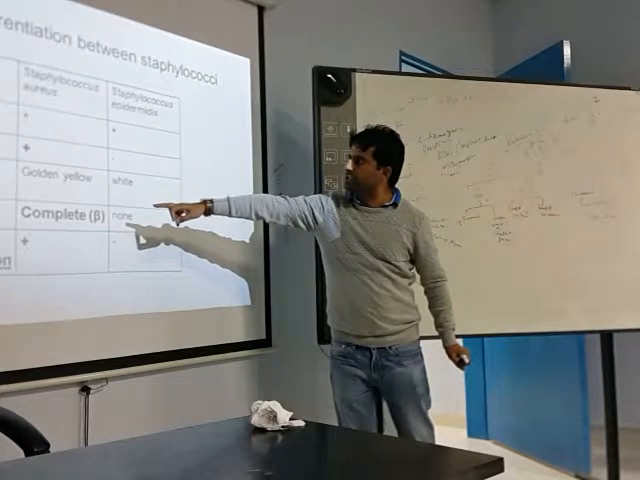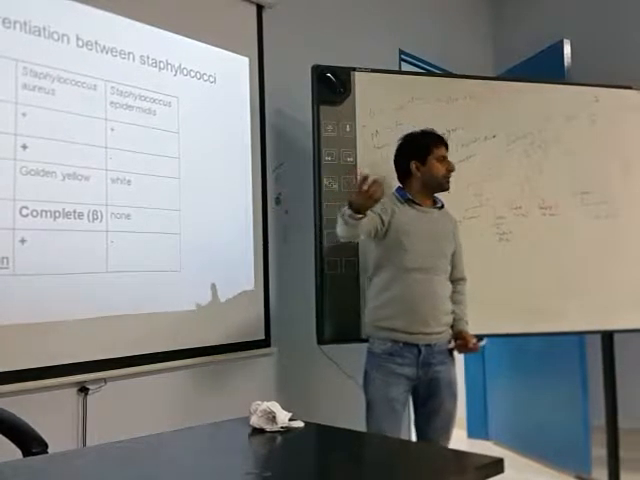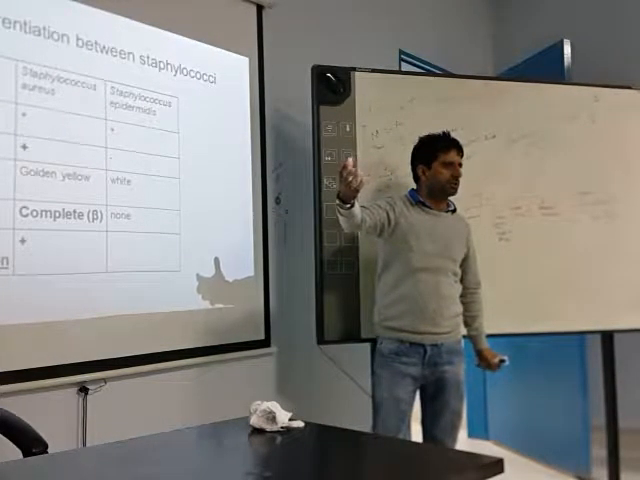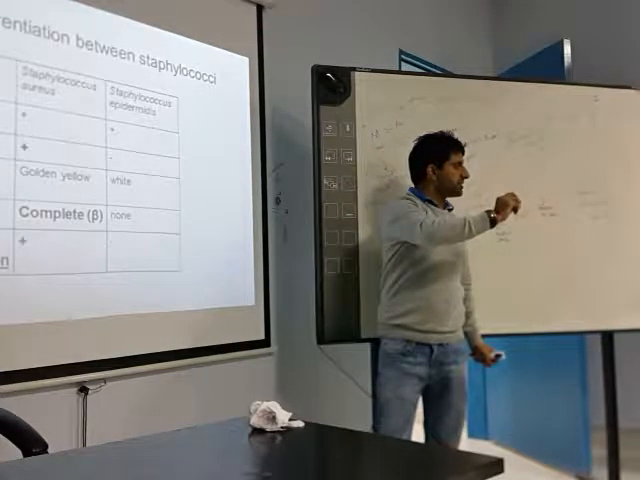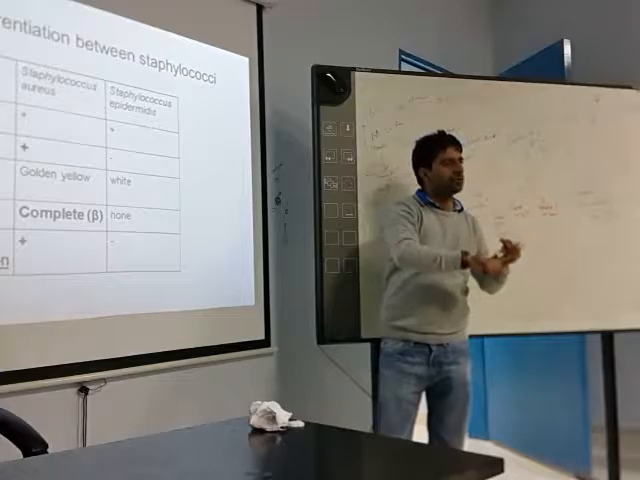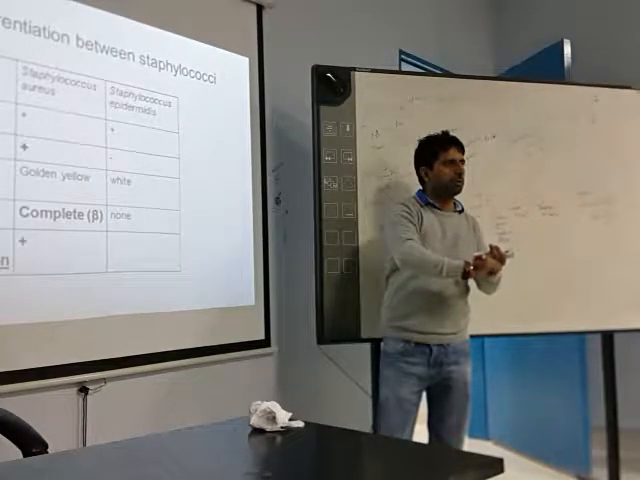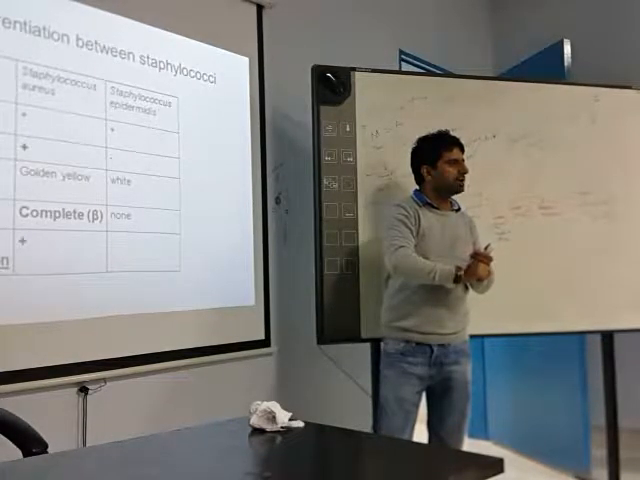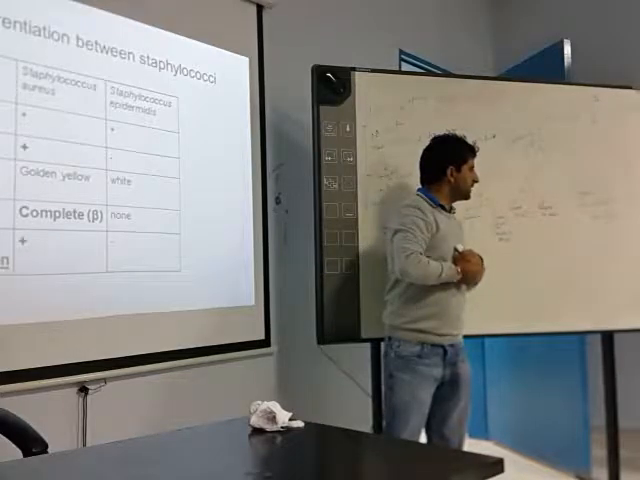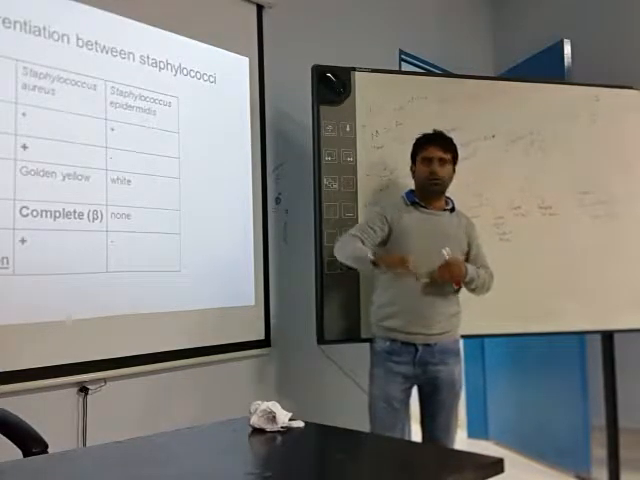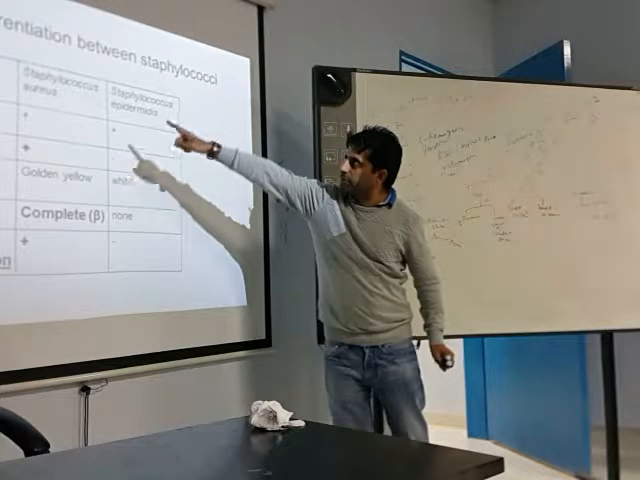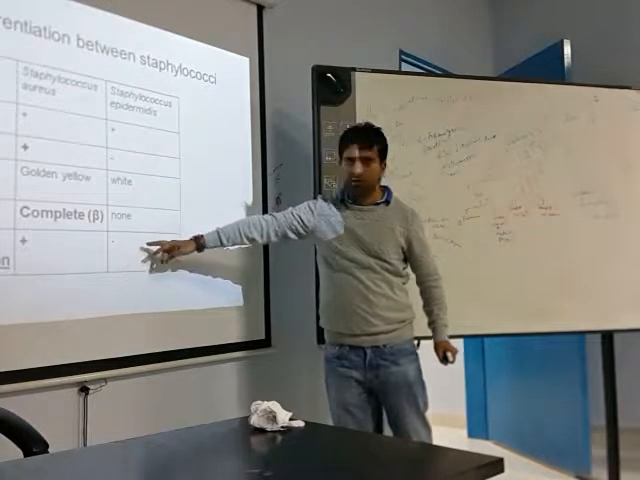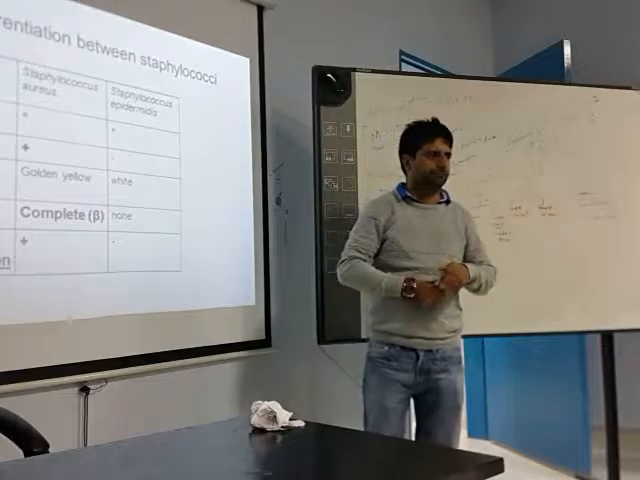Hemolysis, complete hemolysis, beta hemolysis. Staph aureus is also called beta hemolytic. If you put a culture, beta hemolysis as well as golden colonies. Have you heard this before? Staphylococcus aureus is beta hemolytic and also has golden colonies. And here it is a white color. Mannitol fermentation: Staph aureus ferments mannitol.